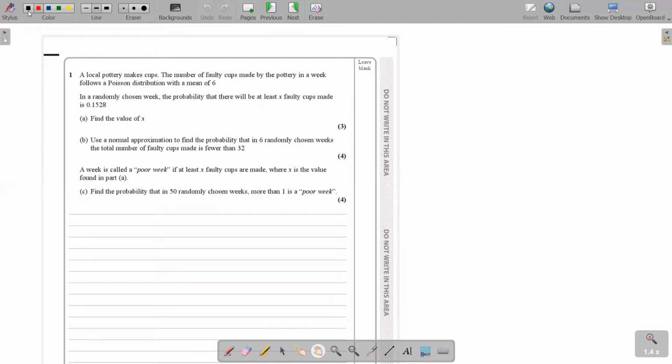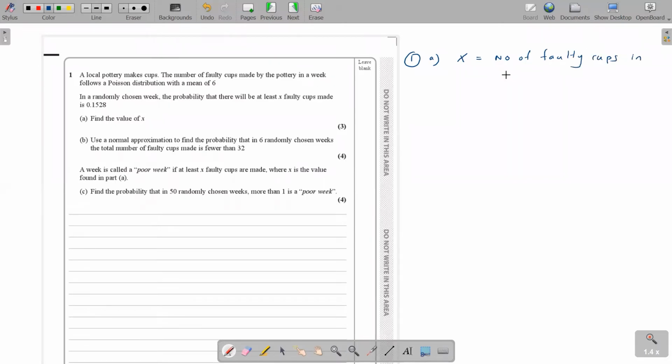Okay. So let's first model the question. Question number 1 part a, so what's the first thing? Give a name. What is your variable? So X is the number of faulty cups. Use the exact words they use, number of faulty cups, and what, in a week.